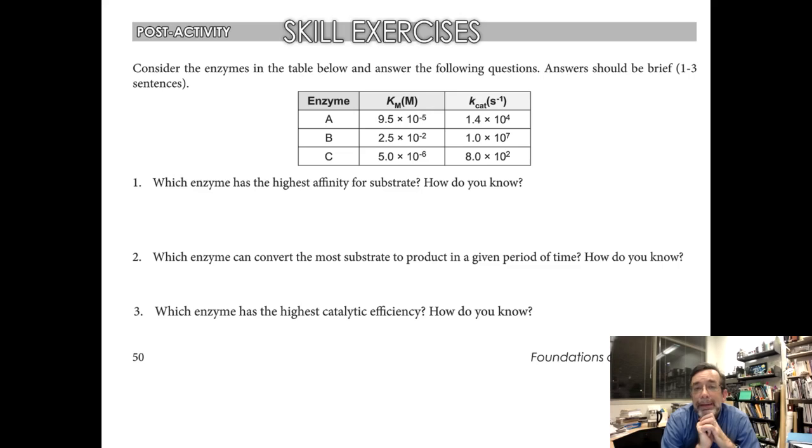Which enzyme has the highest catalytic efficiency? Now you have to pull out your calculator and you have to divide your Kcat by your Km. And I'm looking at this, it's a little bit close, so you can't be sure without calculating. But I will leave that to you to calculate and see which one it is. It's actually a pretty simple calculation. You just do a fraction and then you compare the numbers. Bigger is better for this particular measure.